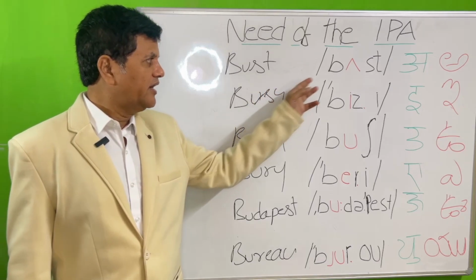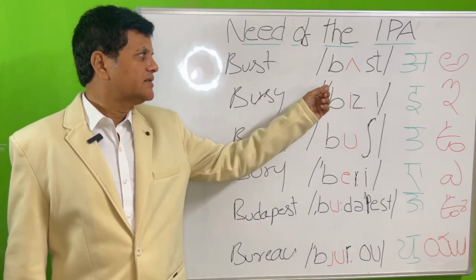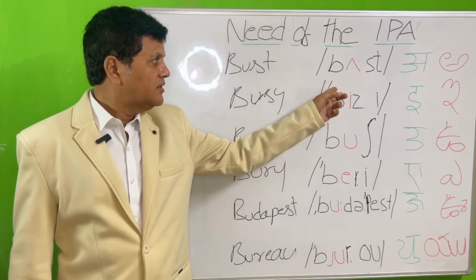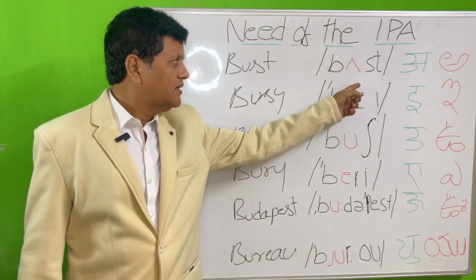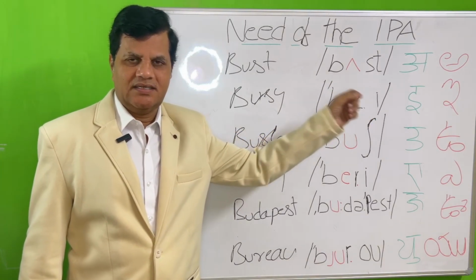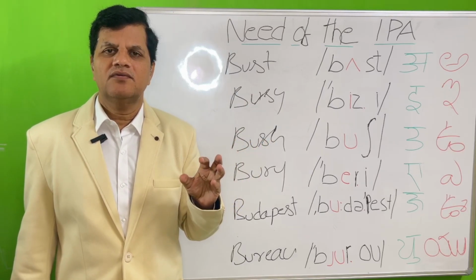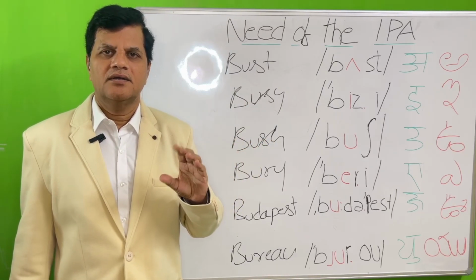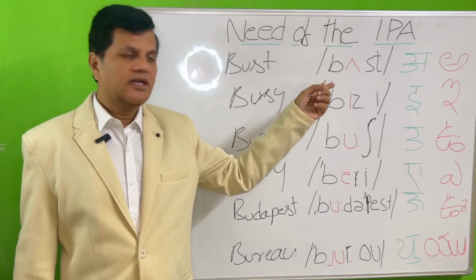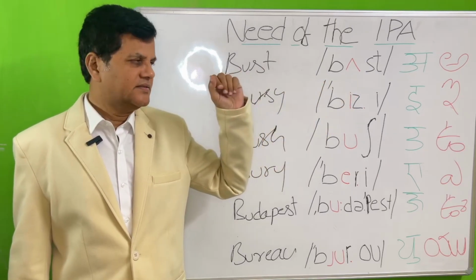see the phonetic transcription. This is phonetic transcription. So if you read this, this is bust. So here U has taken the sound of A, short A. So that's why I have written it in Hindi and Telugu letters.